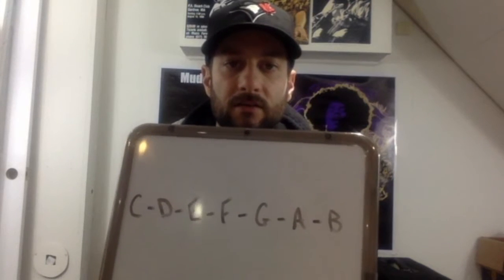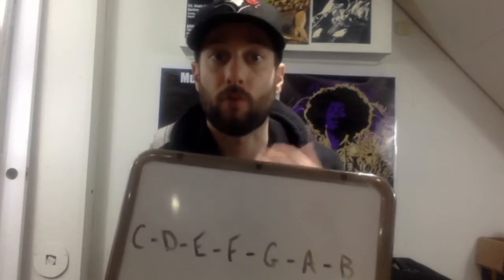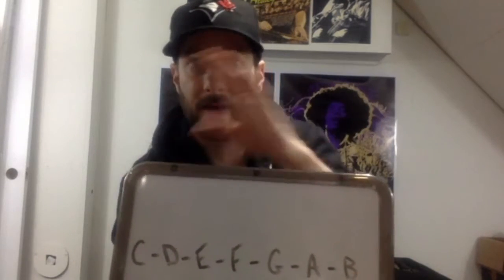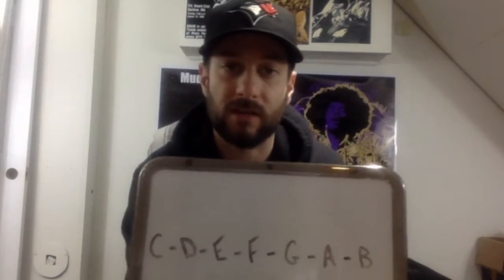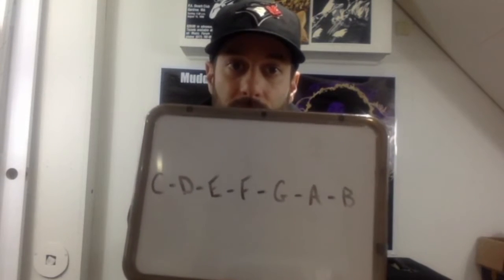So in the key of C, we have the following notes. We have C, D, E, F, G, A, and B. And then, of course, the C comes after the B, and then the scale repeats. But this is the C major scale, it just contains these notes.